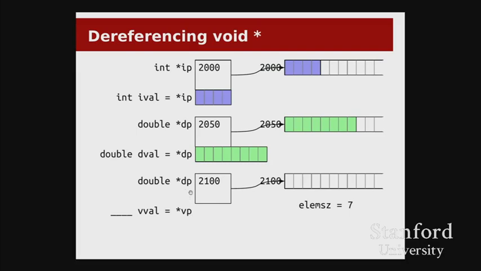Well, let's try something rather different. Instead of allocating VVal as a single thing, I'm going to allocate it as an array. And we already saw the use of char to mean one byte things. I can do the same thing here. If I allocate an array of characters with size, a 7 in this case, then I have exactly enough space to copy the value that VP is pointing to.